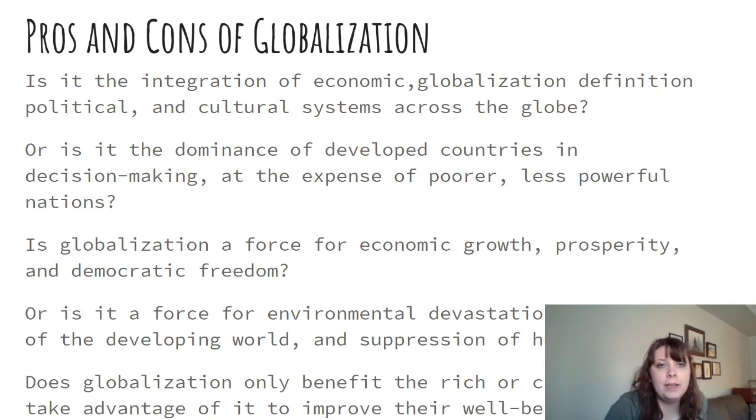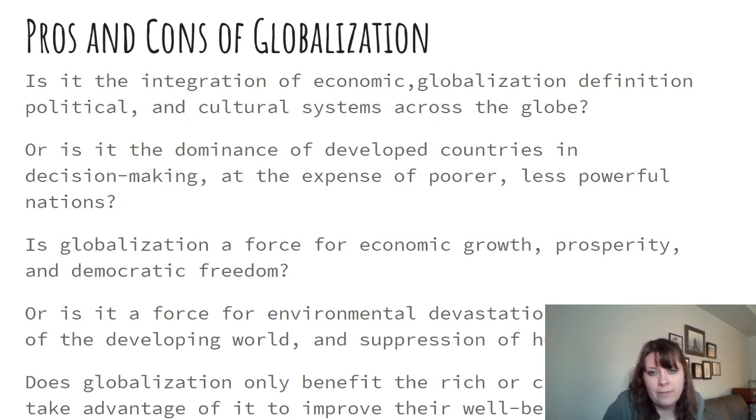Sorry, think about that. Is globalization a force for economic growth, prosperity, and democratic freedom? So an argument for globalization is, you know, trading and buying things and paying people in less developed countries spurs economic growth. The more money that they have, the more money they spend, the more their economy grows.